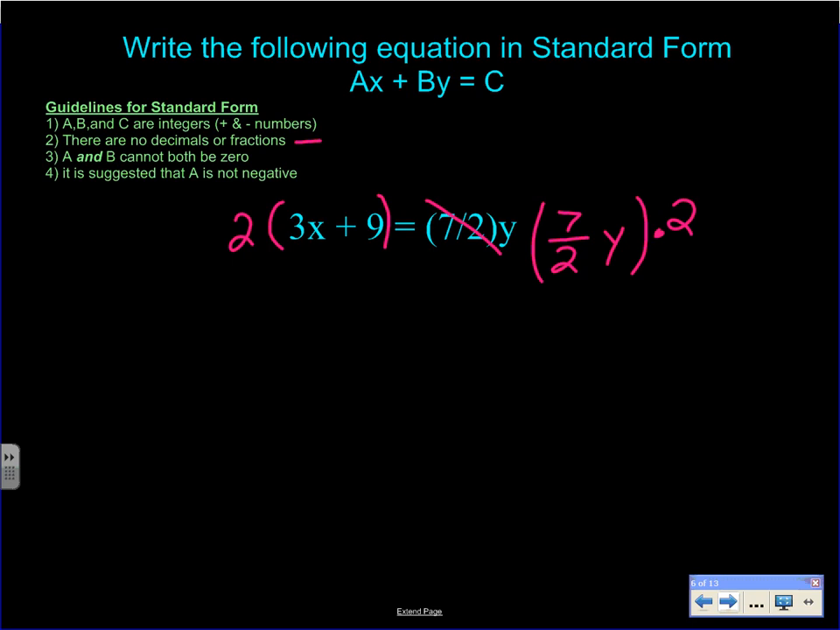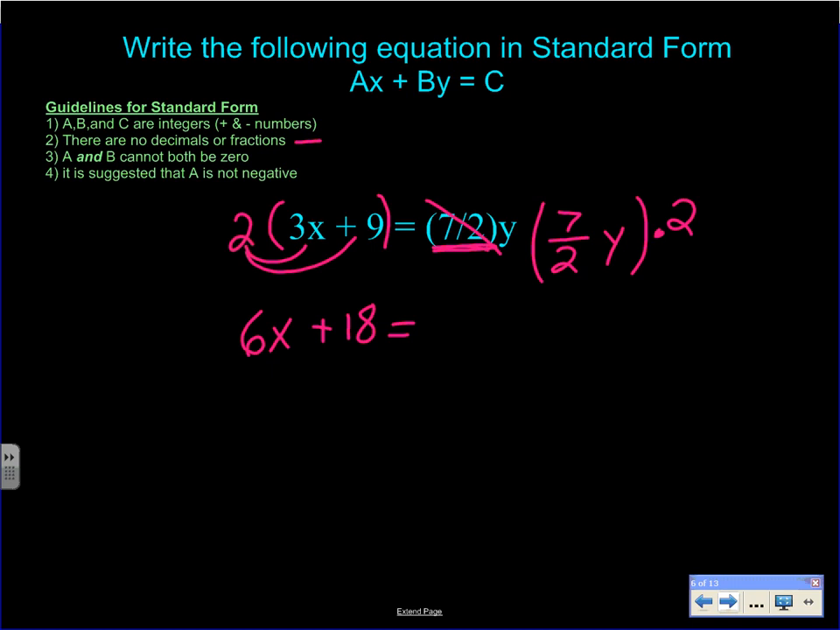I did that because I like to see my fraction above and below each other rather than side by side, because when we multiply fractions, we multiply the top numbers and the bottom numbers together, and if you have it like this, it's a little difficult to see which one's on top and which one's on bottom. So 2 times 3x, we're going to distribute here, becomes 6x, and 2 times +9 is a +18.